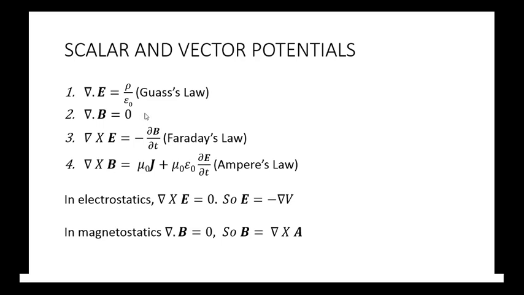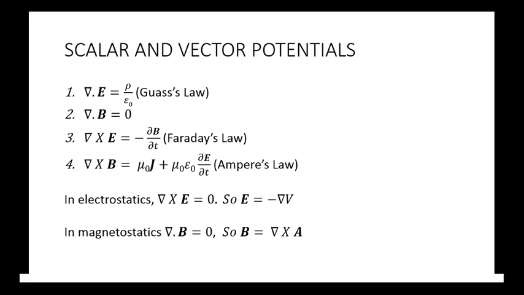So we had already studied the Maxwell's equations in electrodynamics. That is del dot E is equal to rho by epsilon 0, which is the Gauss law. Del dot B is equal to 0. Del cross E is equal to minus dou B by dou T, that is the Faraday's law. And del cross B is equal to mu 0 J plus mu 0 epsilon 0 dou E by dou T, which is Ampere's law. So these are the four basic Maxwell's equations in electrodynamics.